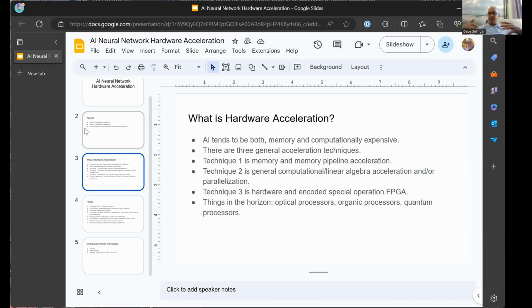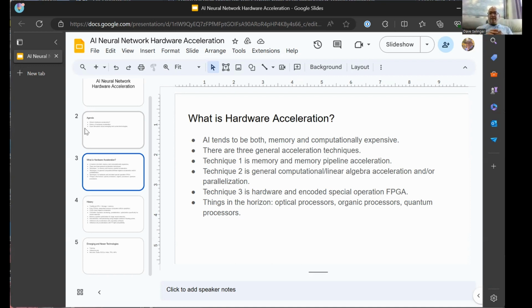But as we move into this neural network deep learning space, memory and memory pipeline acceleration are again becoming very, very important. Technique two is general compute, linear algebra acceleration: making CPUs faster, making them parallel, able to do more computations in a short period of time, whether sequentially or in parallel, and making the types of compute they do more refined. That's why things like integer math and floating point math have specific compute modules, which are reduced to transistors. If you can do it with fewer transistors, you can do it with smaller transistors, and that really impacts how well the AI will run.